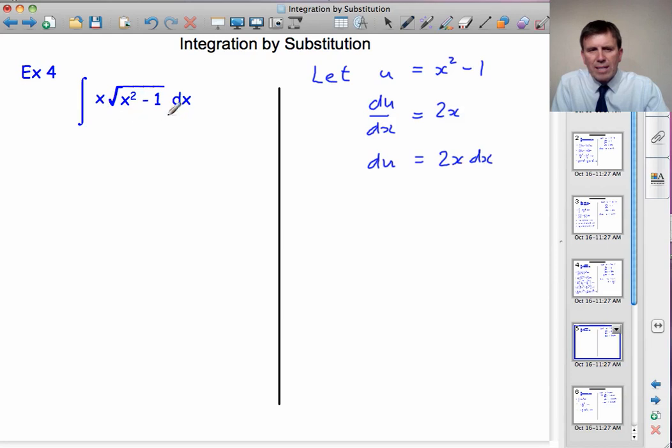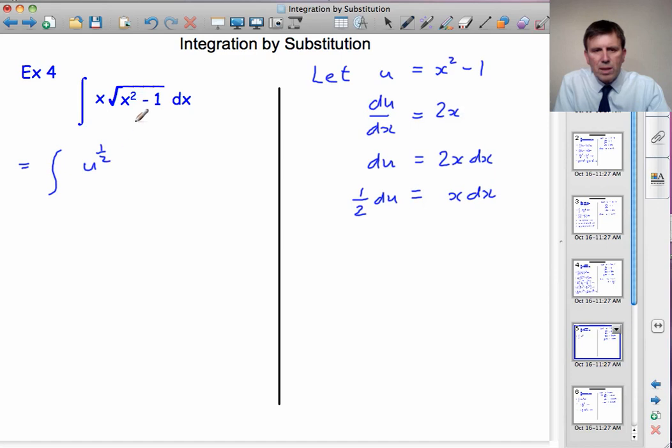So I can see I've got an x dx, so let's manipulate this so I have an x dx. In other words, let's divide it by 2. x dx will be a half du. And now I'm ready to carry out the substitution. This is equal to the integral, that is u, the square root of u is u to the power of half. The x dx is simply replaced by a half du, so we'll put the half at the front, a half du. And we can integrate that.